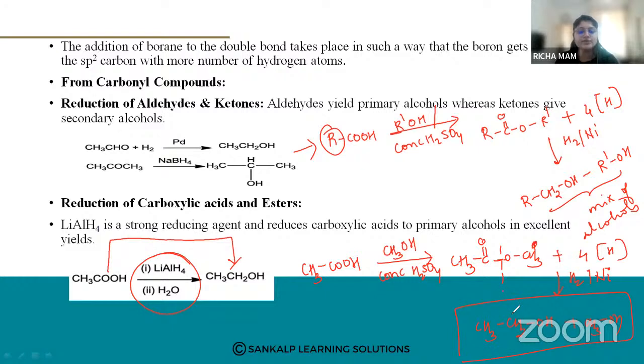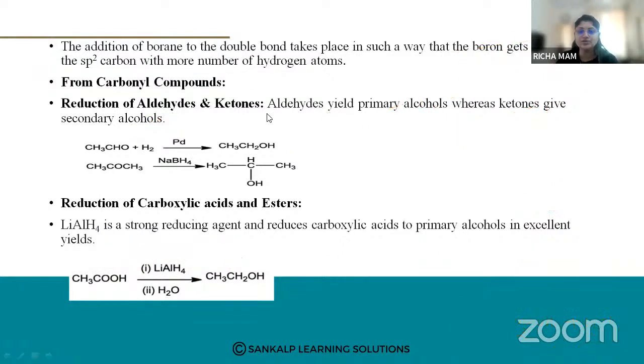Is it clear? Tertiary alcohols cannot be obtained by reduction of carbonyl compounds. Remember that from aldehydes you will obtain primary alcohol, and from ketones you will obtain secondary alcohol. Is it clear up to here? So we have seen the two preparations from alkenes: acid catalyzed hydration and hydroboration oxidation. Then from carbonyl compounds, we saw reduction of aldehydes and ketones, and reduction of carboxylic acids and esters.